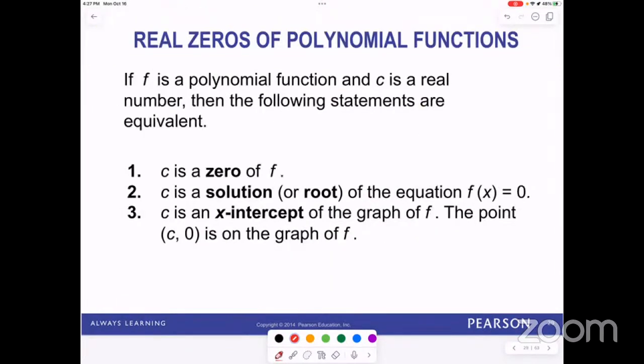Okay. So then we have real zeros of polynomial functions. If f is a polynomial function and c is a real number, then the following statements are equivalent. 1, c is a zero of f. 2, c is a solution or root of the equation f of x equals 0. 3, c is an x-intercept of the graph of f. The point c, 0 is on the graph of f.